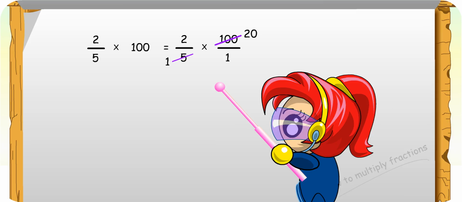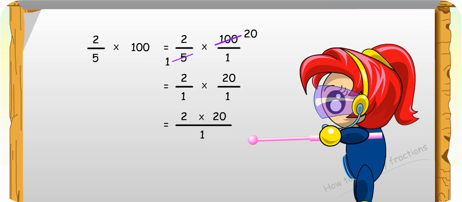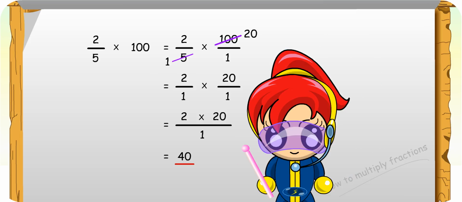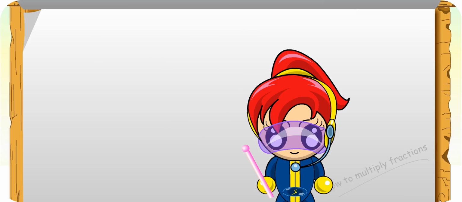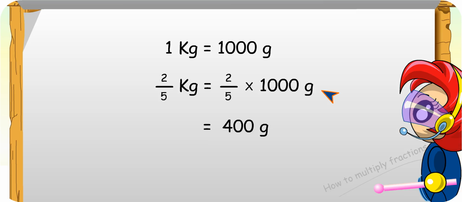Now, I get the fractions 2 over 1 times 20 over 1. Since they are both numerators, I cannot further simplify them. Finally, I multiply 2 by 20 and we get the answer 40. Therefore, 2 over 5 meter is equal to 40 centimeters. Good work, Turbo Girl. Yes, in order to convert a fraction of a unit of measure, for example kilograms, into a smaller unit of measure, for example grams, in whole number, we have to take the fraction times the whole number. Try another question.